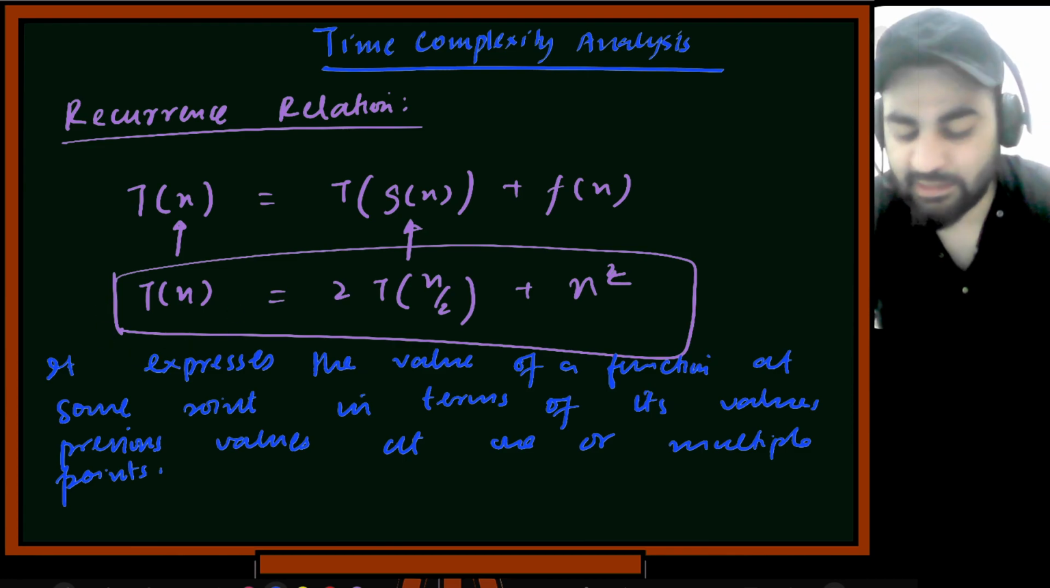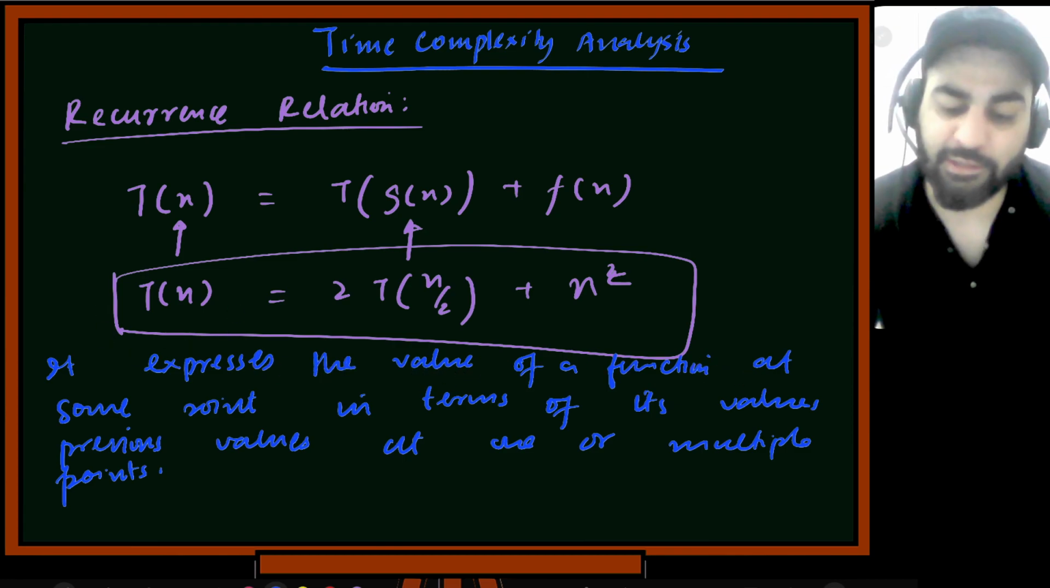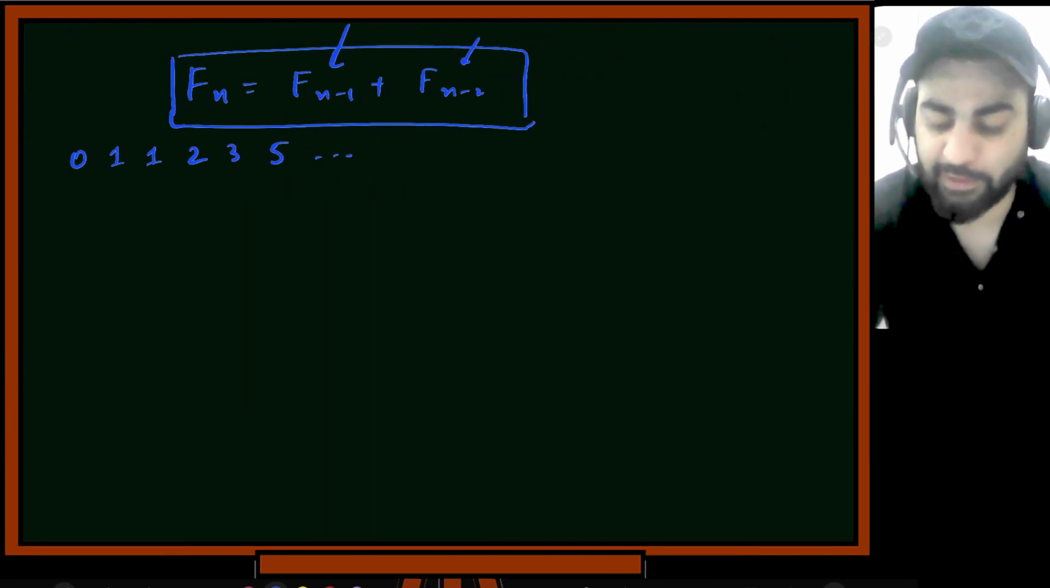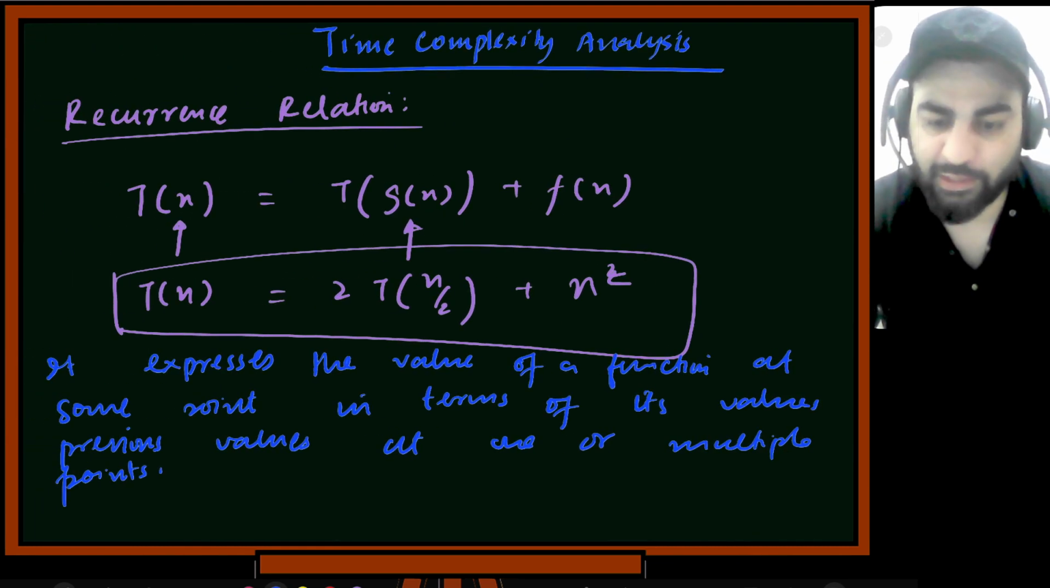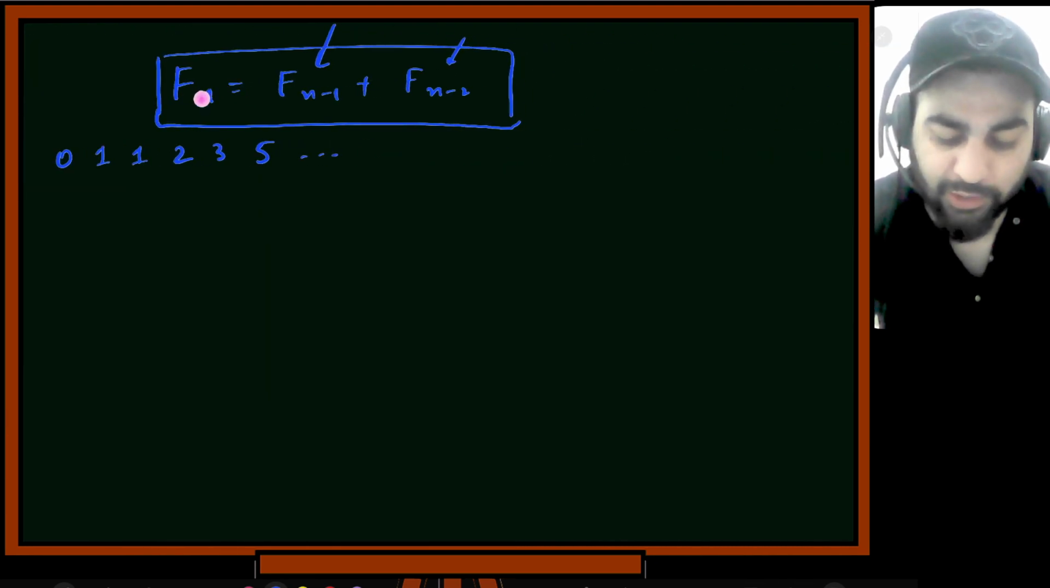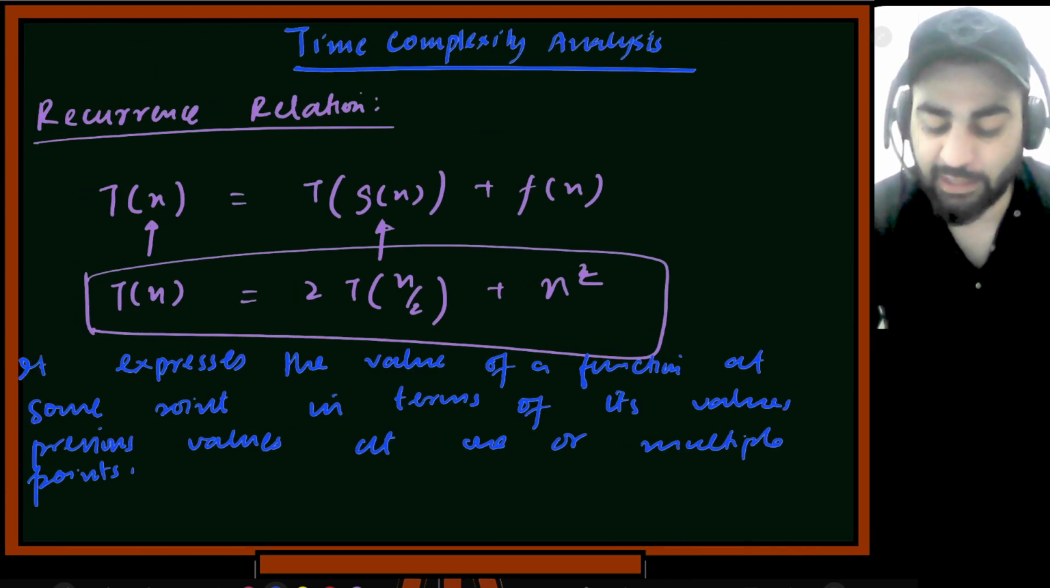These recurrence relations express the value of a function. Here, this is a function value F of n. So they express the value of the function at some point. This point means the current point, so here we have this current point n.